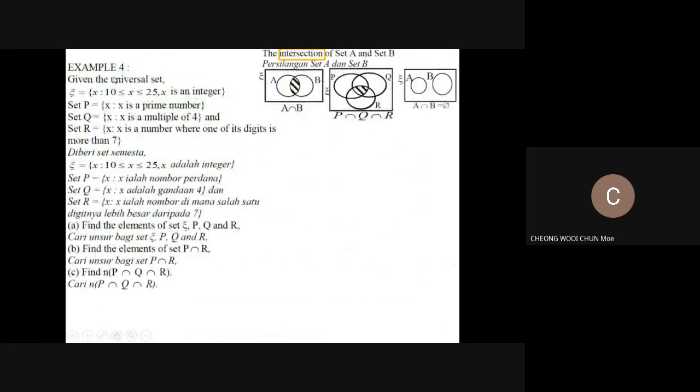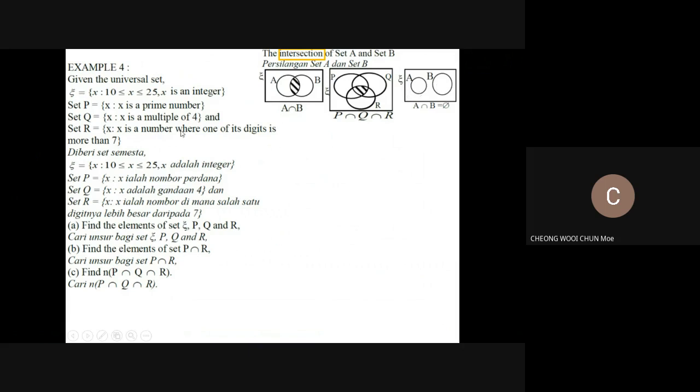So example 4, okay. Before we proceed, example 4 is more of an intersection. We go to the intersection of set A and set B. A intersect B means the middle, that means where they touch. So P intersect Q intersect R means where P, Q, and R touch, three of them touch together. A intersect B equal to the empty set or null set means it doesn't happen, so A and B didn't touch.